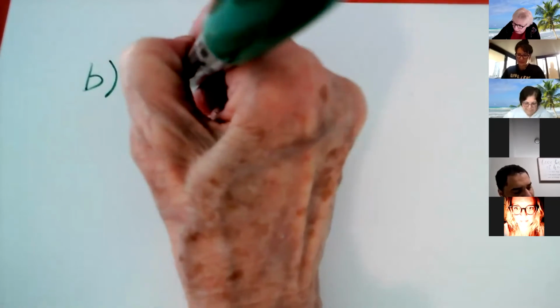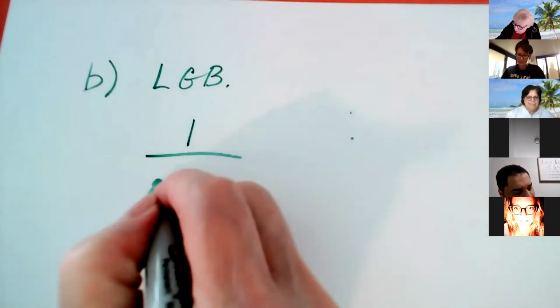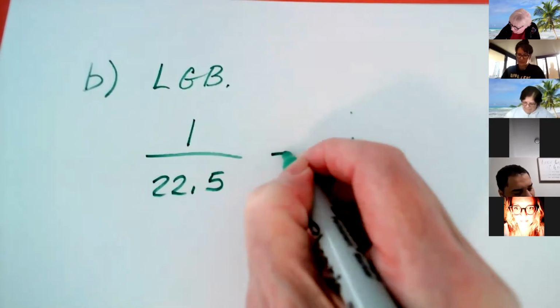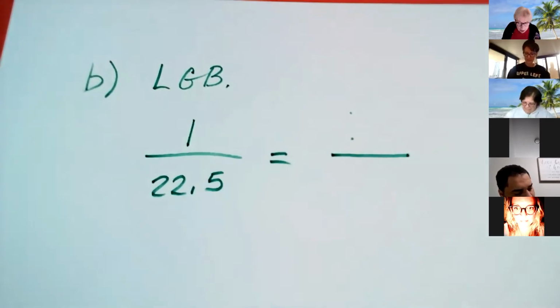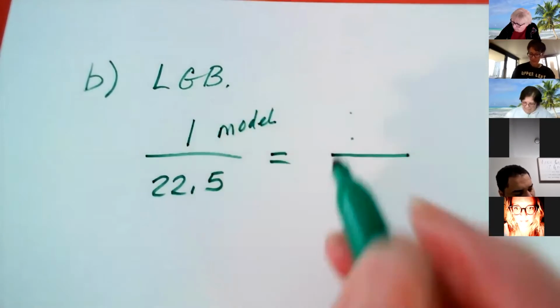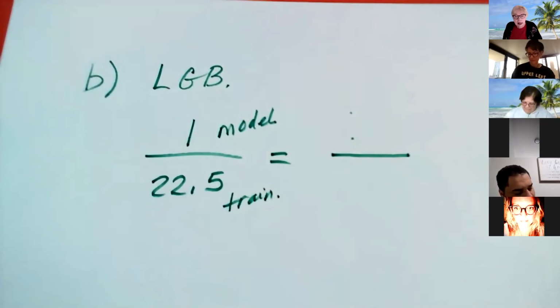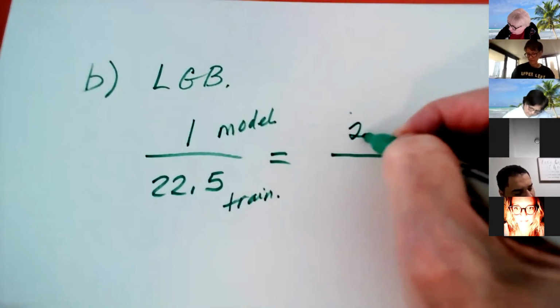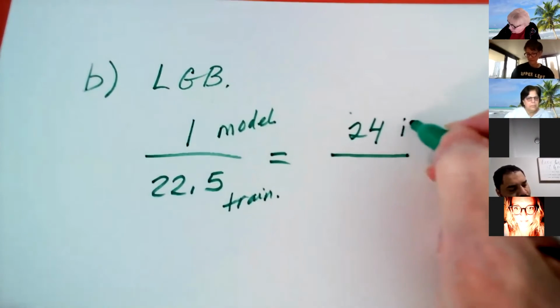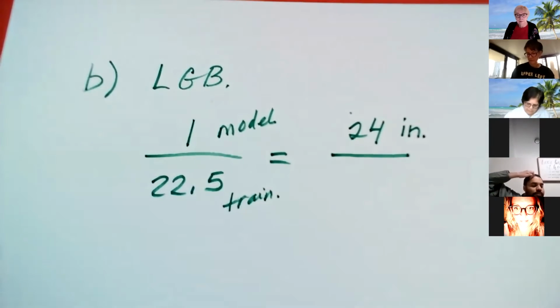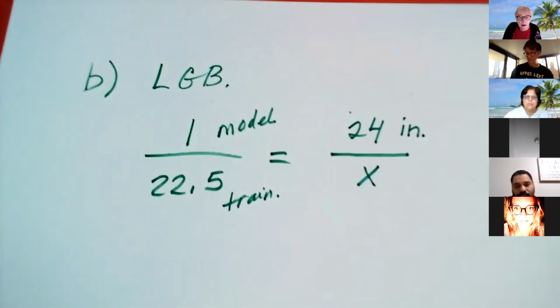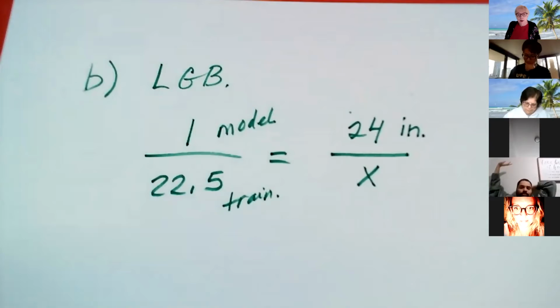Part B was the LGB train, and the ratio was 1 to 22.5. So I just write that straight off the bat. Now, this was the model. Okay, and this was the train. At least that's how I'm describing them. Then they said the model was 24 inches. And they wanted you to figure this out. I hope I got this right. How long is the actual flat car? Okay.